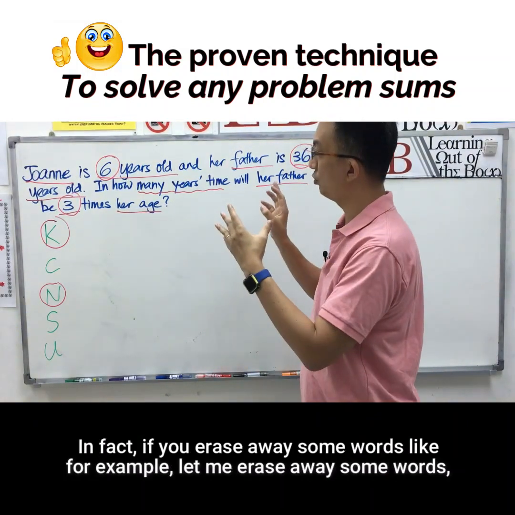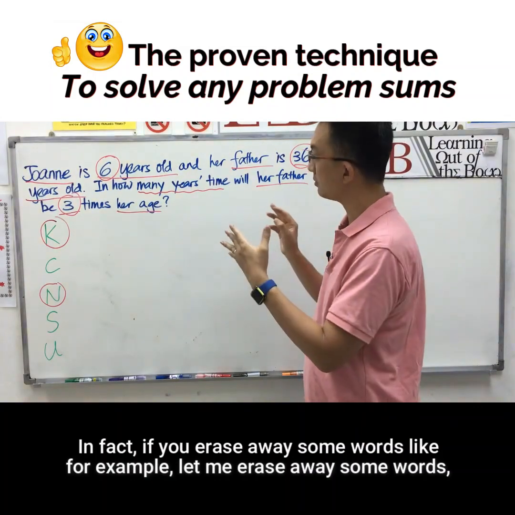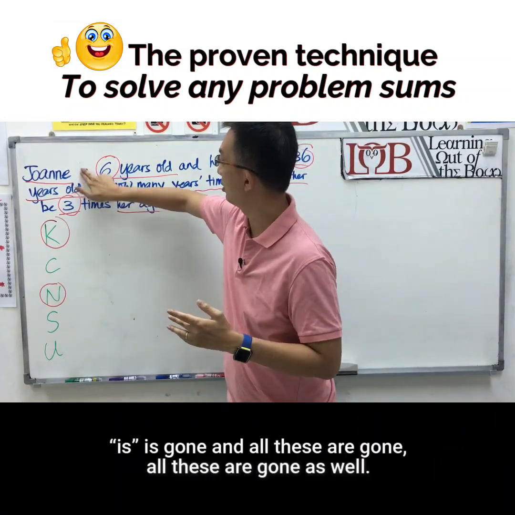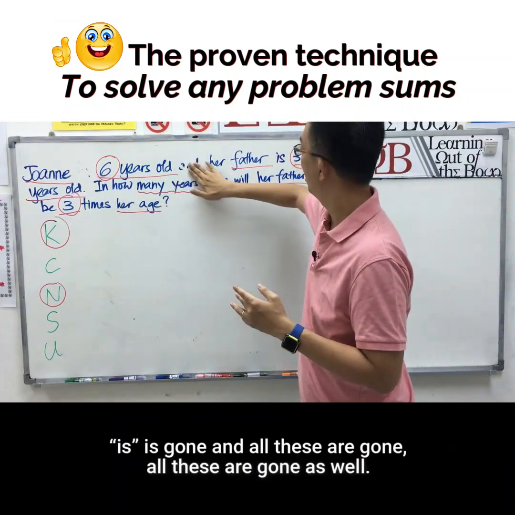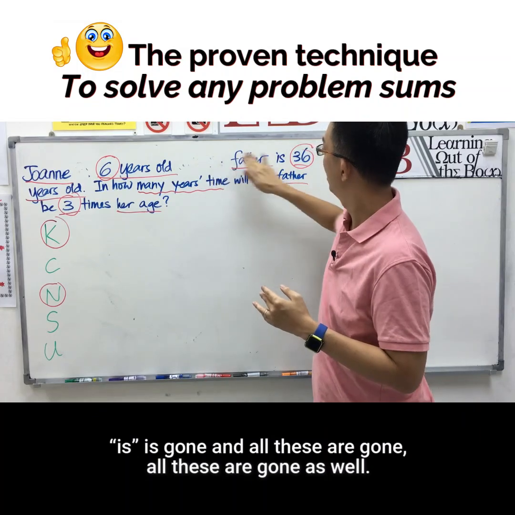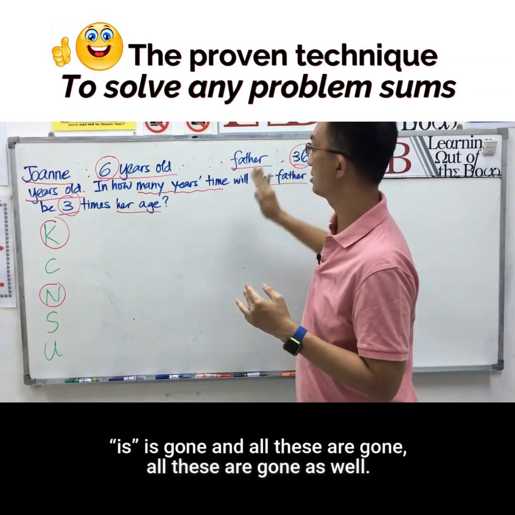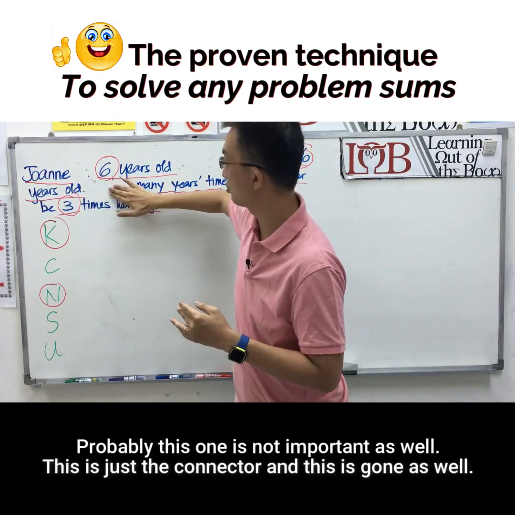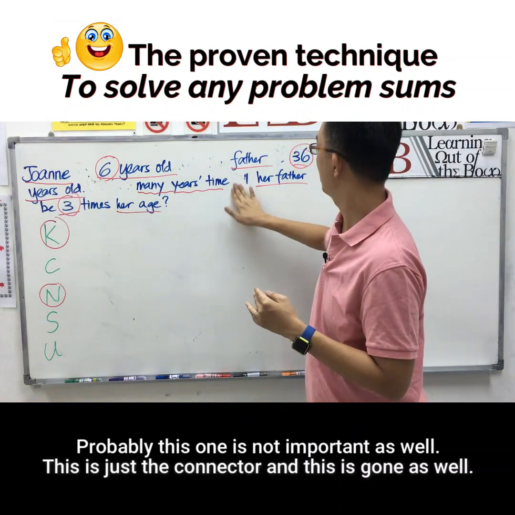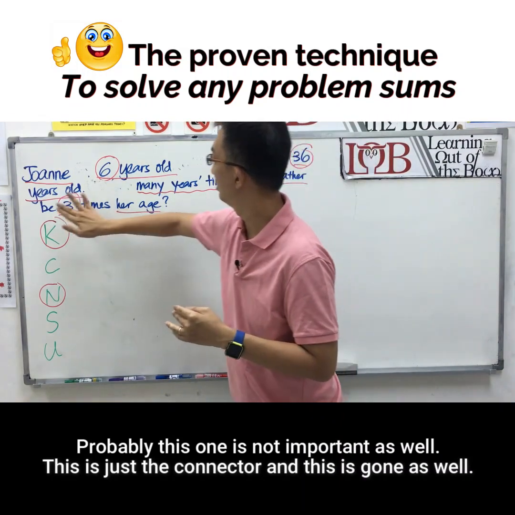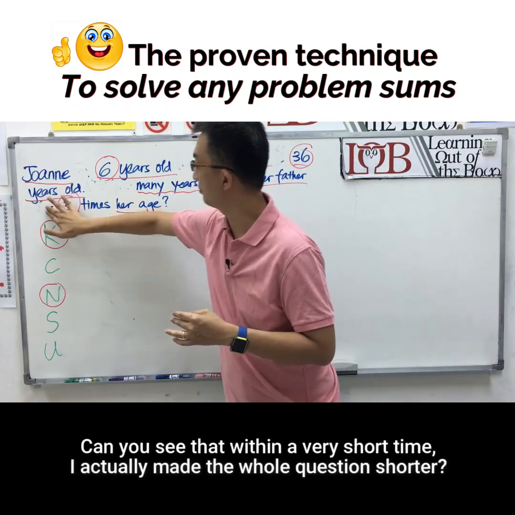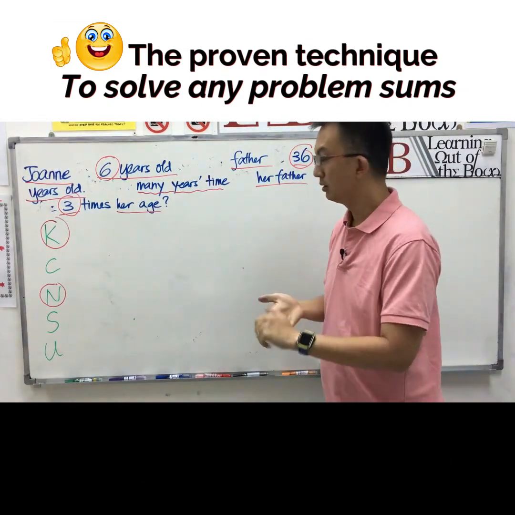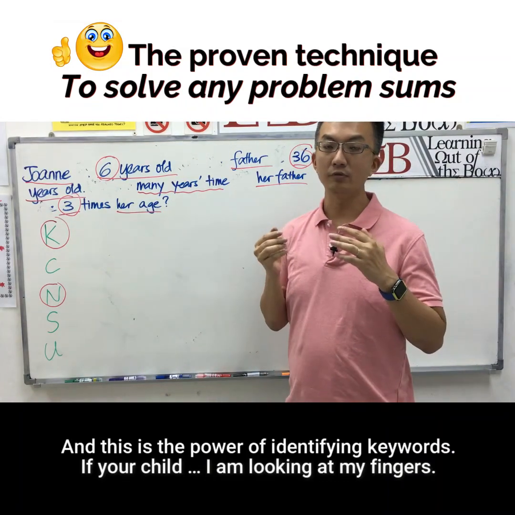In fact, if you erase away some words, for example, let me erase away some words. All of this is gone, all this is gone as well, and how many years' time? Probably this one is not important as well. And this is just a connector, and this is gone as well. So can you see that within a very short time, I actually make the whole question shorter, and this is the power of identifying keywords.